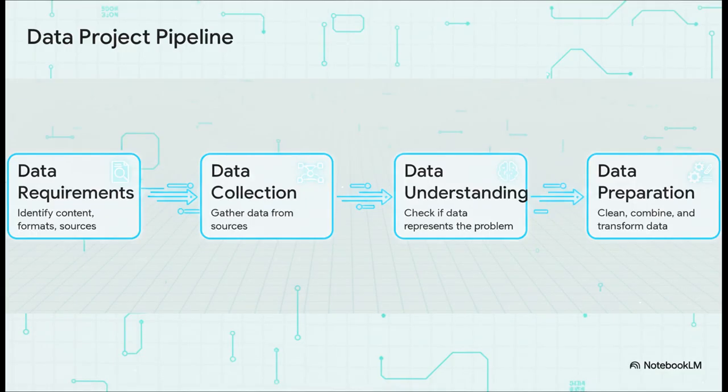So what's the journey from just having a problem to having data that's ready for a model? It's this 4-stage pipeline. You start by defining your data requirements, then you move to data collection. Once you have it, you enter data understanding to see if it's any good, and finally, you have data preparation to get it all cleaned up. These 4 steps are the foundation of basically every data project.